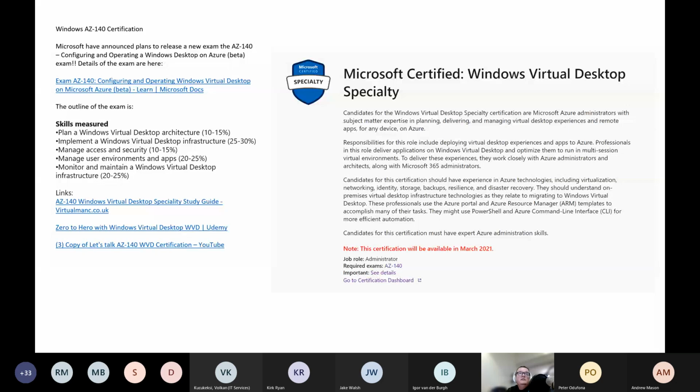And we've also got a new exam coming up for Windows Virtual Desktop. Again, this shows how serious Microsoft are about Windows Virtual Desktop. Obviously they don't have that many exams for their products, so they've released one specifically for Windows Virtual Desktop. It's called the AZ-140, and they're hoping to release that in March.